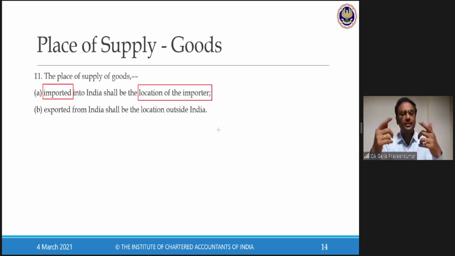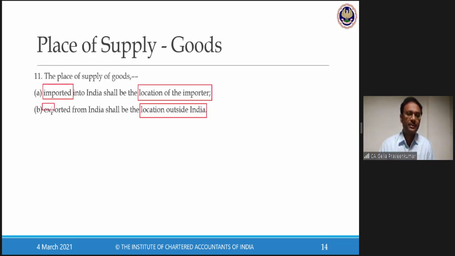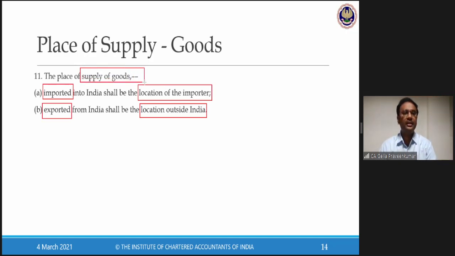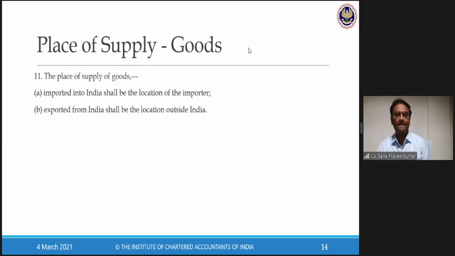Now, in relation to export from India, the place of supply shall be the location outside India. So when you talk about your exports, my place of supply is the nation which is outside India. So just keep in mind: imports, importer; exports, the location outside India, right? Now, in relation to supply of goods, physical movement, where the goods are going, follow the goods. That is what they say. Next.